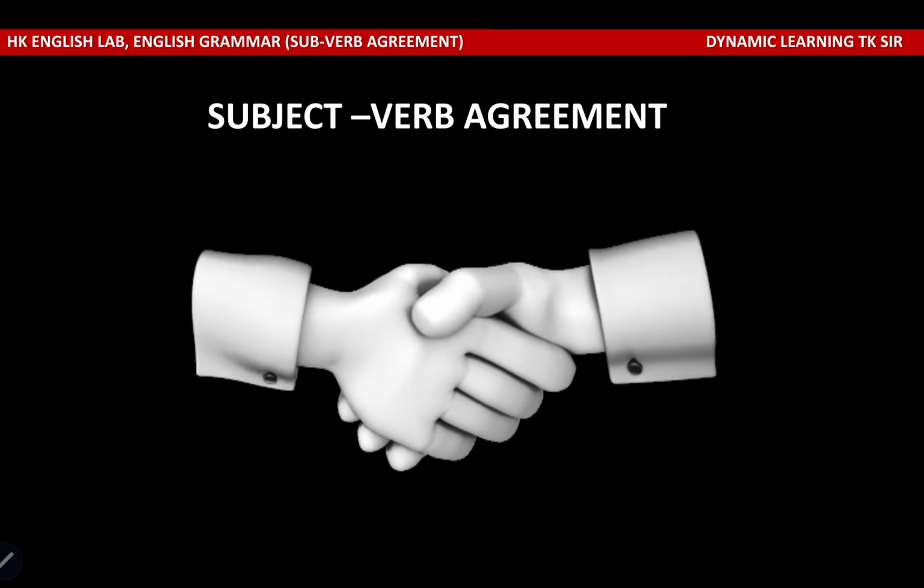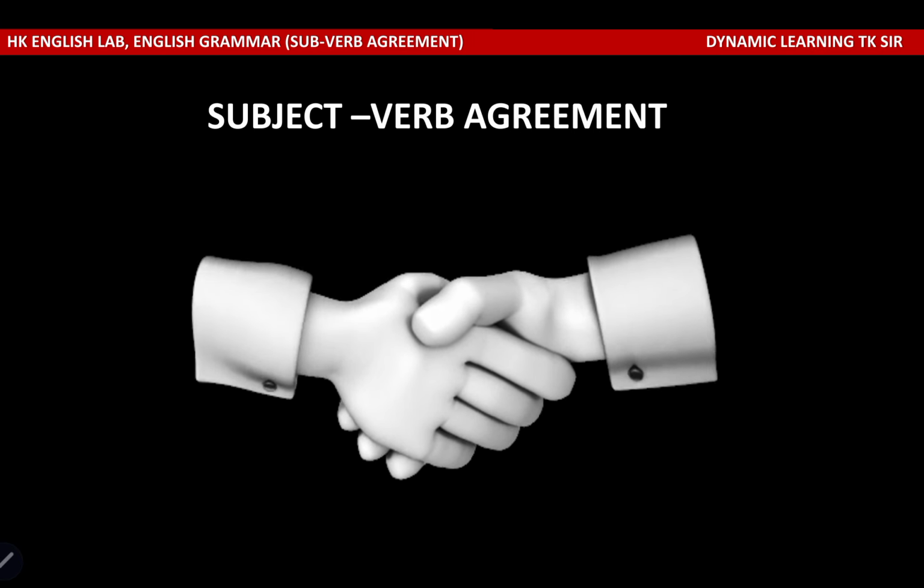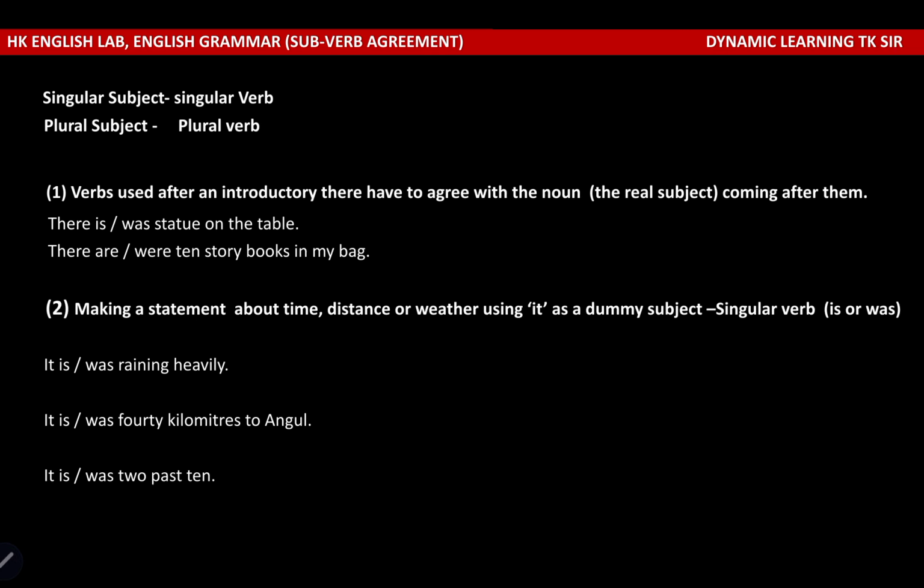So what are the rules that we have to follow? Let us read all these things. Okay, let us start the first rule. It is like this: if your subject is singular, then of course the verb will also be singular. If the subject is plural, then the verb also will be plural. It is so simple. Got it, everyone?